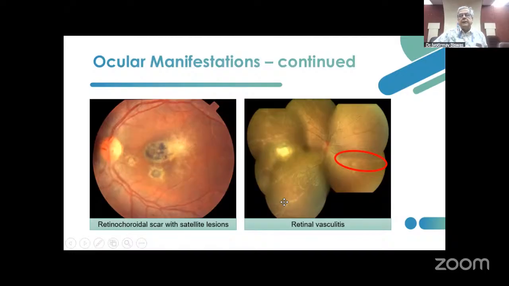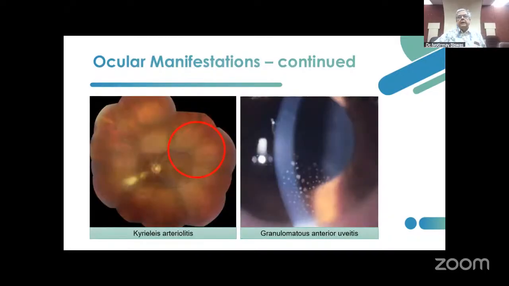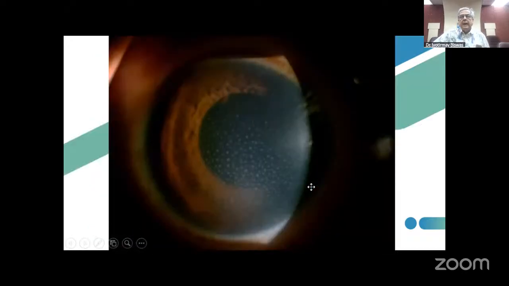These arterioles are involved. You can have peripheral toxoplasmosis, and a granulomatous anterior uveitis can be there, but this is often associated with a posterior lesion. I saw this patient and I made a mistake. This patient had mutton fat keratic precipitates all throughout the posterior surface of the cornea. I thought this was TB. I did an AC tap, as we had the facility, and the AC tap PCR came back positive for Mycobacterium tuberculosis.